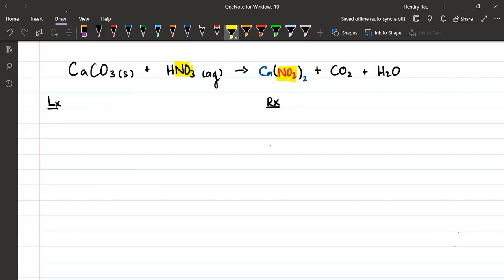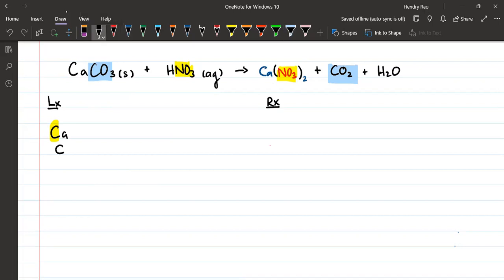So I write down my elements: calcium, carbon. Why, you might ask, do I never disturb the CO3? If you look carefully, it's CO3 here and it becomes CO2. Something is missing, so it's not identical. Left-hand side, right-hand side, nothing identical except for NO3. NO3 remains as a couple. Only thing, the number of couples increases on the right-hand side. That's what we're going to do the balancing for.